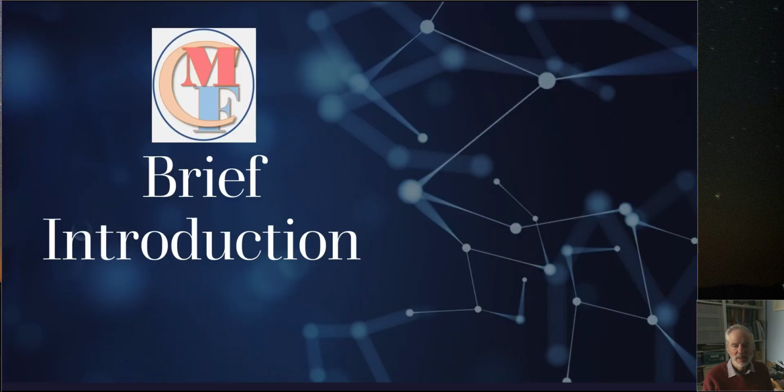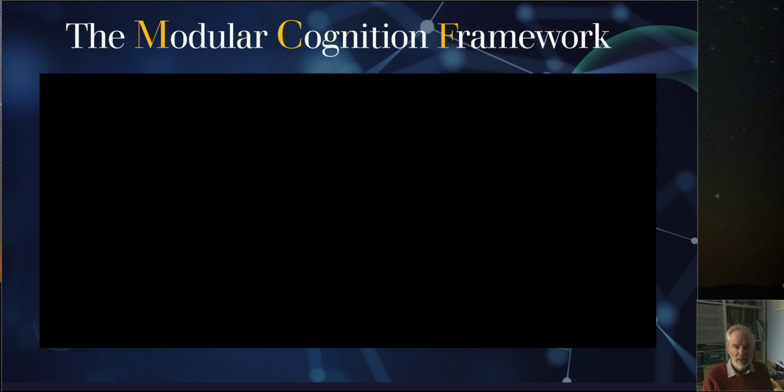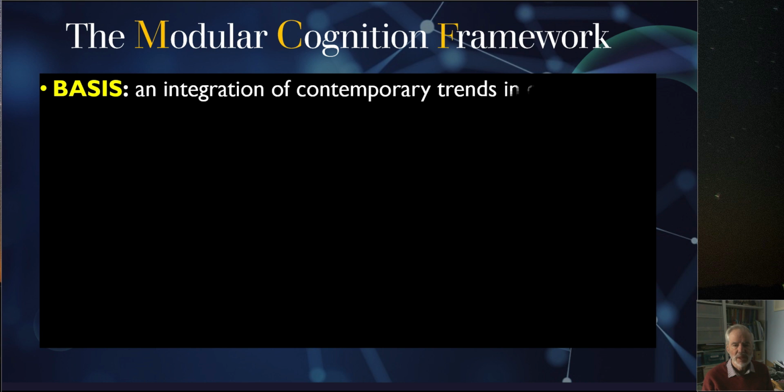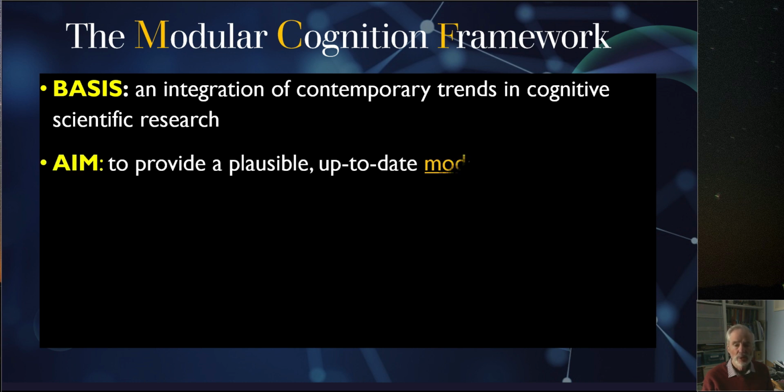Okay. Well, the brief introduction simply is to describe what the modular cognition framework is. What is its basis? Its basis is an integration of contemporary trends in cognitive science research, right? And what its aim is, specifically, is to provide a model of the mind, one that is plausible, given contemporary trends in scientific research, which is up to date because it's kept up to date.